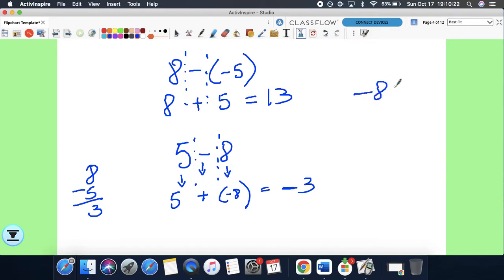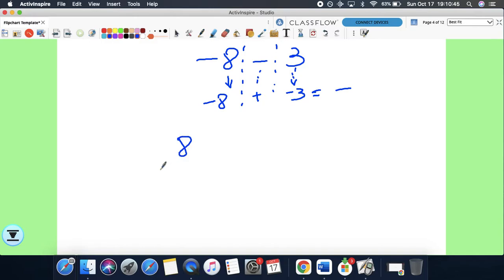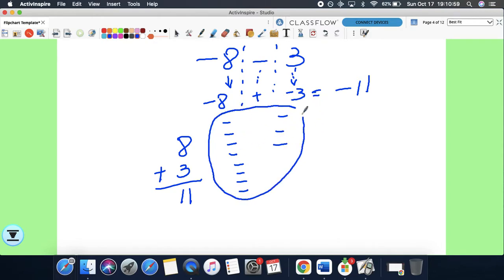Next one is negative 8 minus 3. Let me just clear the page. Here we go. Negative 8 plus negative 3. They're both negatives, so they're friends here. So my answer is going to be negative. And we just do 8 plus 3, which is 11, but negative. So think about it: there's 1, 2, 3, 4, 5, 6, 7, 8, and 1, 2, 3. I cannot make 0 pairs, so everybody's just one happy group of negatives. I get negative 11.